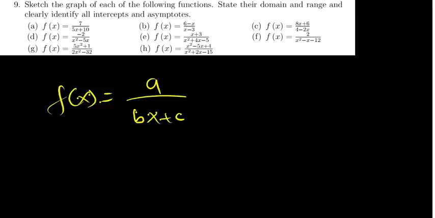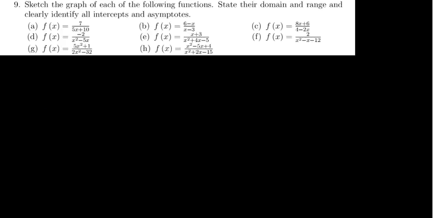So the question is saying, sketch the graph of each of the following functions, state their domain and range, and clearly identify all intercepts and asymptotes. So let's start with part A. Part A is f of x equal to 7 divided by 5x plus 10.